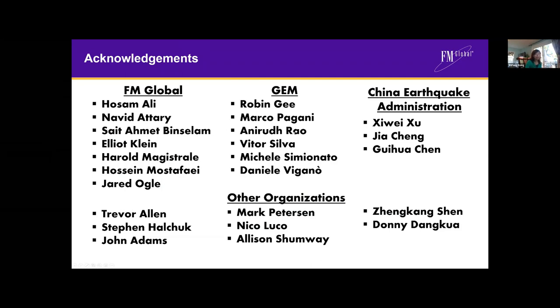And then we got a lot of help from GEM. Robin and Marco helped us with the global hazard model, and Anirudh Rao and Vitor helped us with the risk part, and Michaela and Daniela and others from the IT team helped us with OpenQuake Engine, and of course we thank our China Earthquake Administration friends. And then we thank a lot of people from other organizations who helped us with either the models or very useful discussion. So that's all I have. Thank you all.